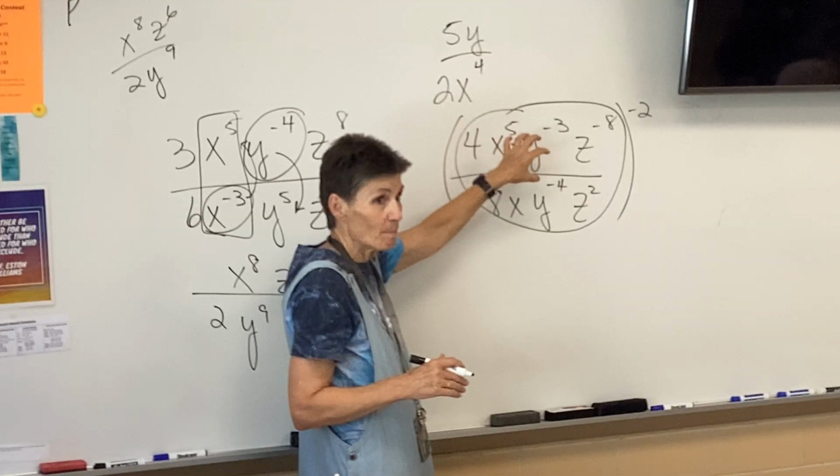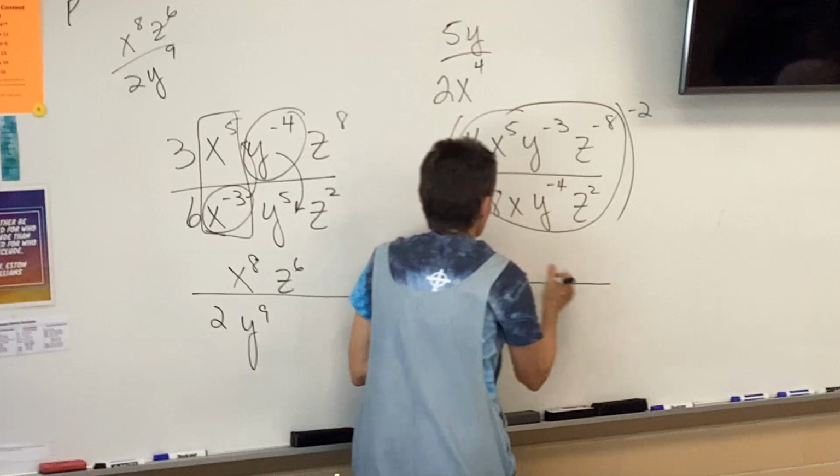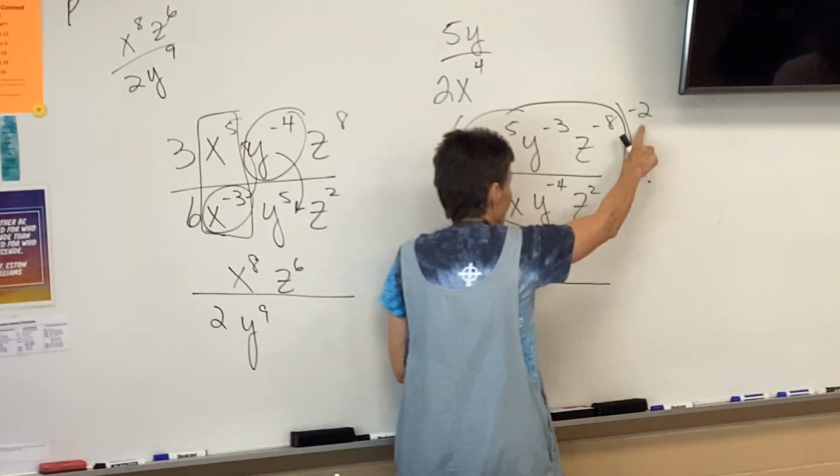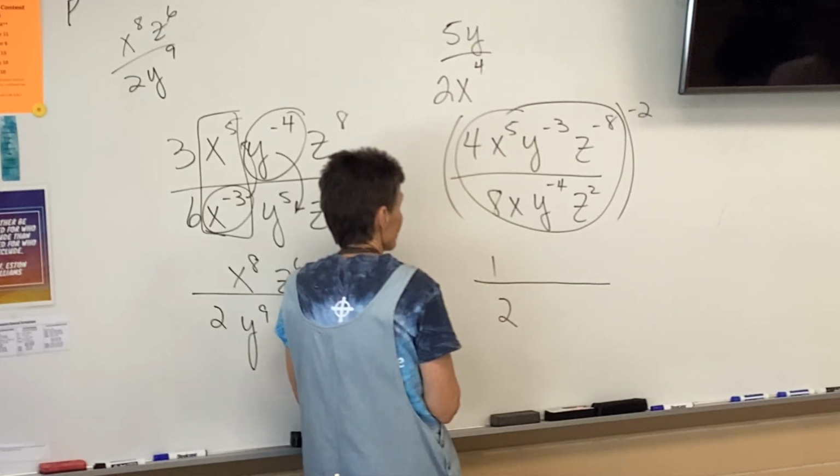Alright, so you're still gonna have a big mess. So I think I'm gonna simplify this first. Alright, so 4 over 8, I'm forgetting that. Forget that for a second. So 4 over 8, I'm gonna have a 2 down here.